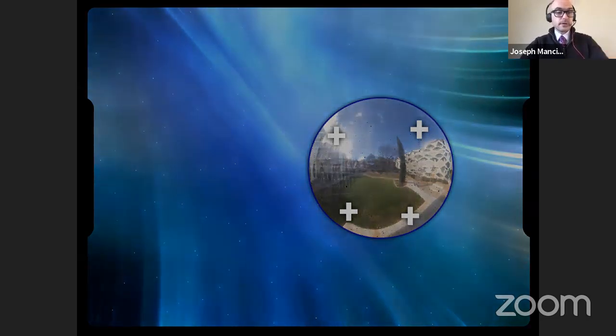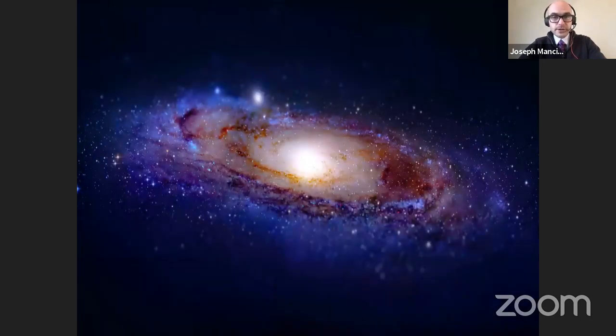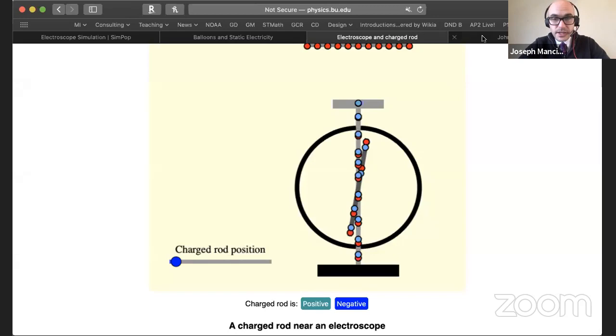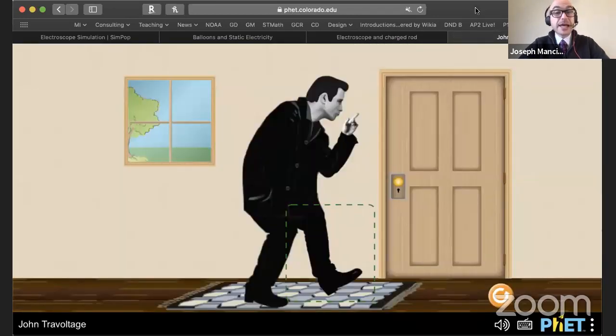So we've discussed charging by polarization. We've discussed charging by conduction. And we said that we would talk about charging by friction. Some of you may have seen this example before. This is an example from the University of Colorado. This is the classic John Travoltage.